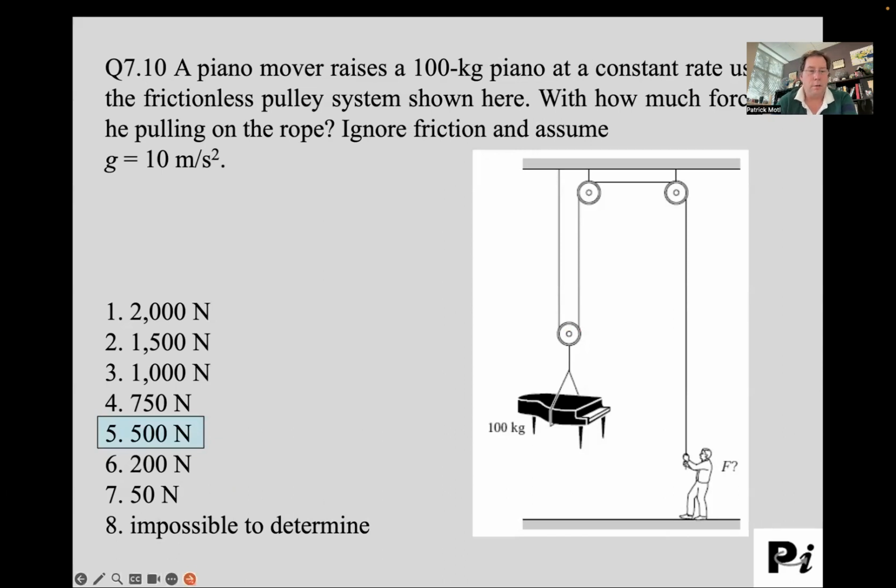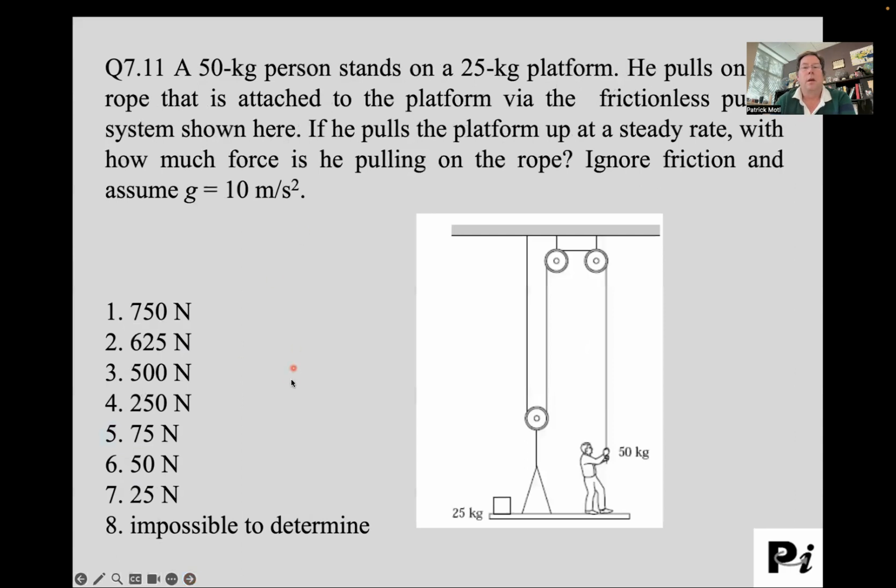All right, let's try another block and pulley system. So now we have a 50-kilogram person standing on a 25-kilogram platform. He pulls on the rope that is attached to the platform via the frictionless pulley system shown here. If he pulls the platform up at a steady rate, with how much force is he pulling on the rope? So ignore friction and assume g is equal to 10 meters per second squared to make it easy to calculate. All right, so try to calculate what you think the answer is, and then unpause the video and we'll go over it together.